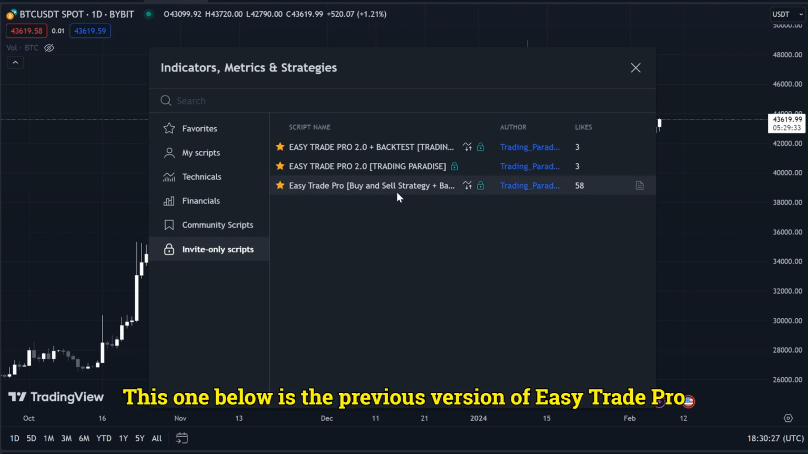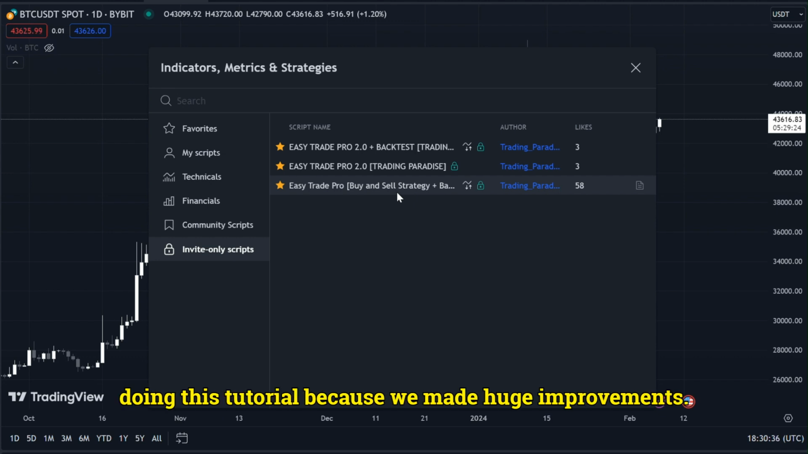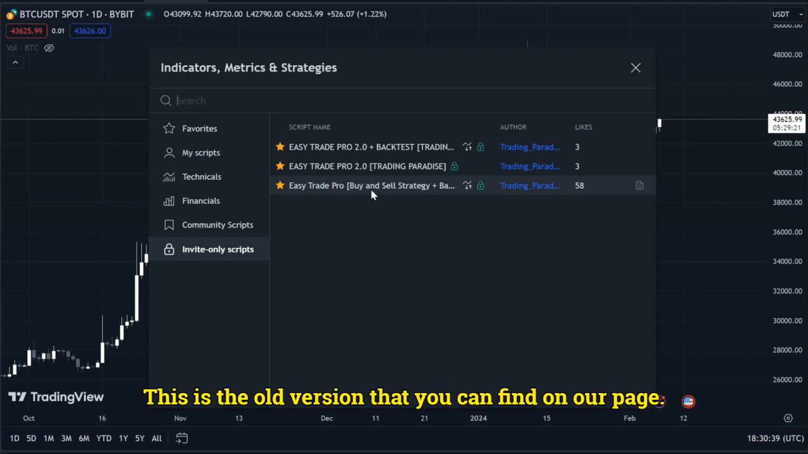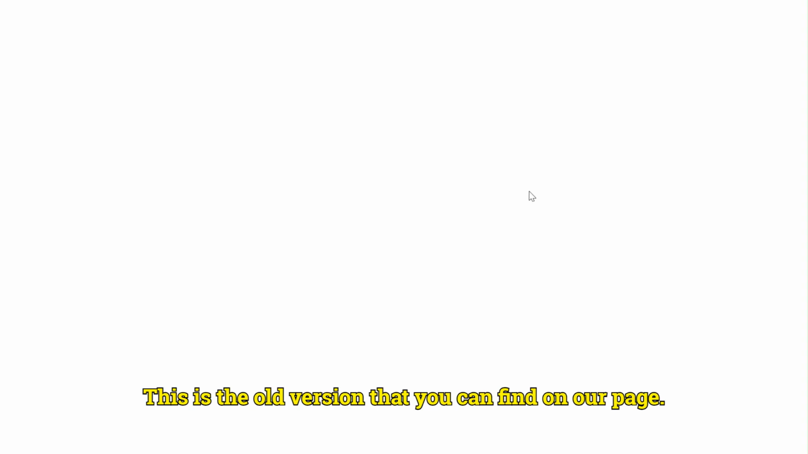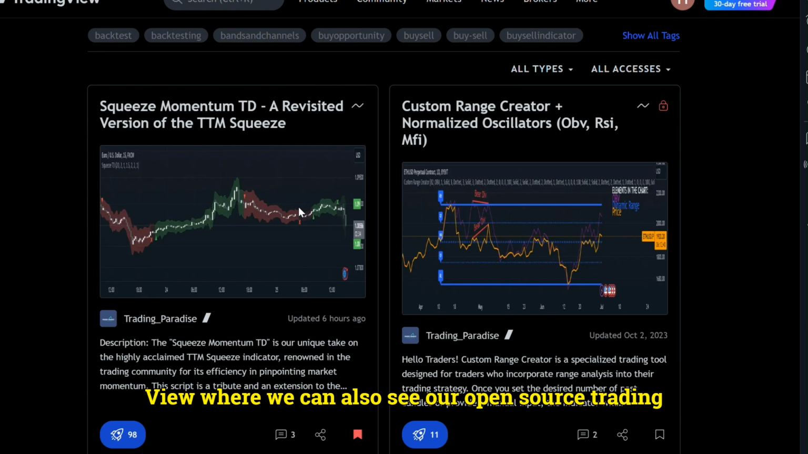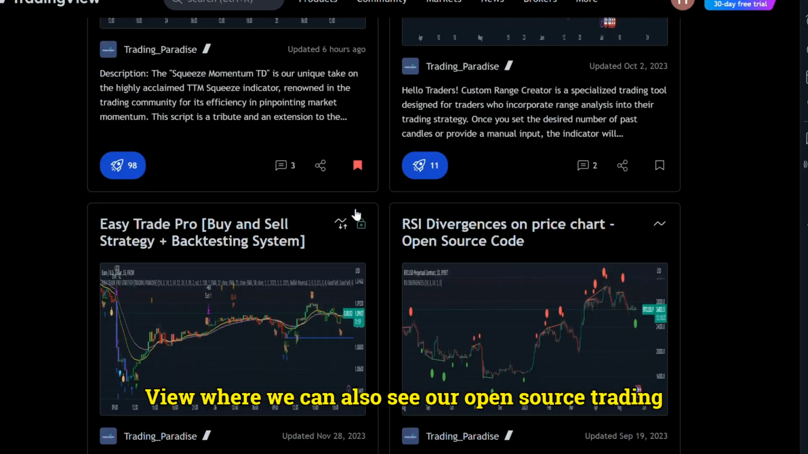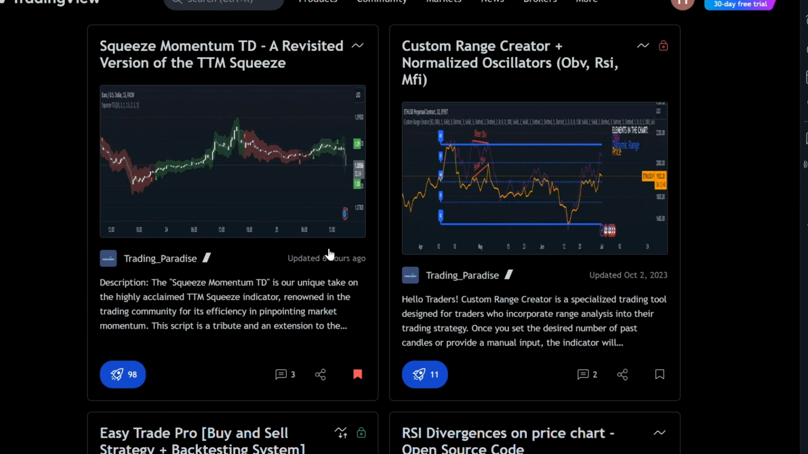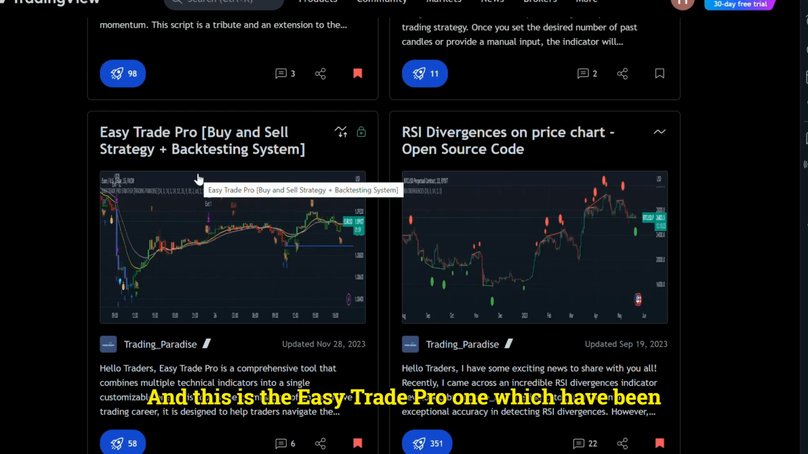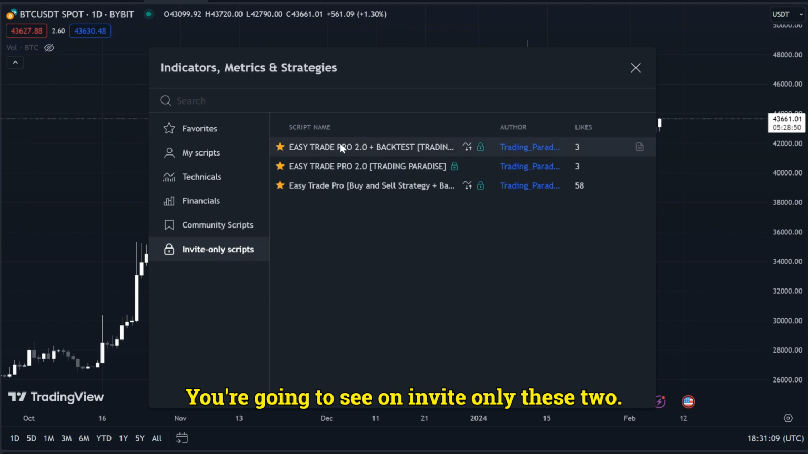This one below is the previous version of EasyTrade Pro, which has been updated today, and that's why we're doing this tutorial, because we made huge improvements. This is the old version that you can find on our page. Just go on Trading Paradise. We have a few pages, not just this one on TradingView, where you can also see our open source trading indicators, which you can use for free. And this is the EasyTrade Pro one, which has been updated and became 2.0. So that's why you're gonna see these two on invite-only.